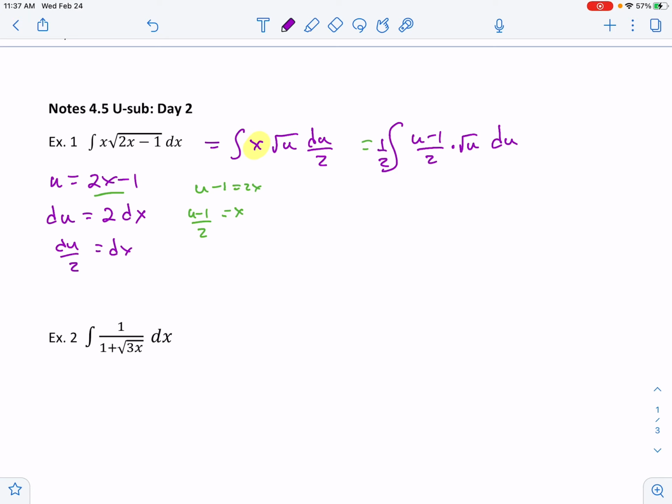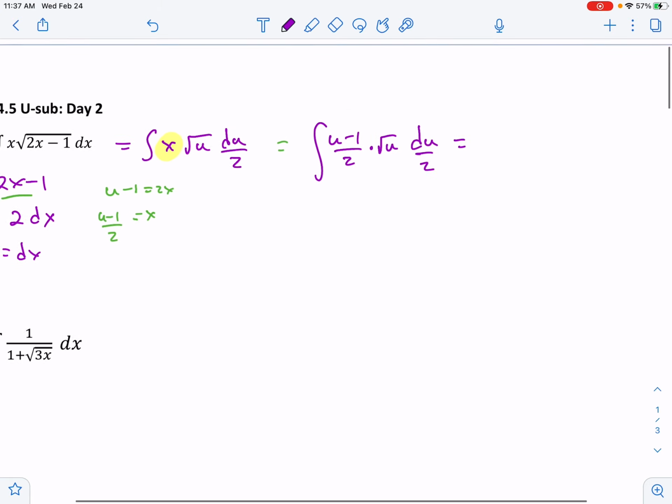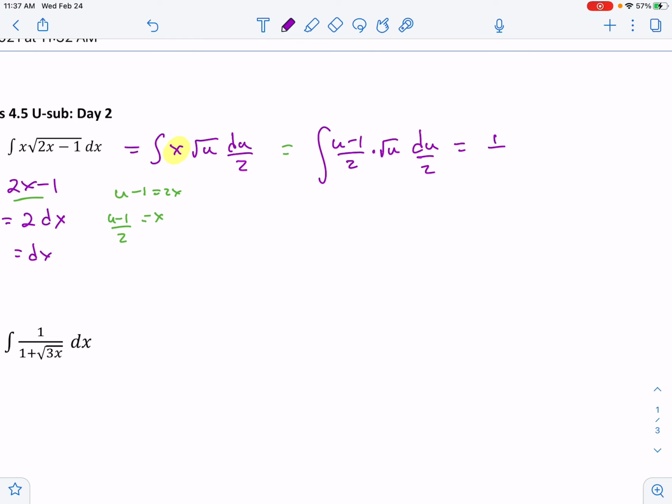All right? Actually, I can pull, hang on, time out. We're going to leave this here, and that was over 2. And I'm going to rewrite it one more time and pull both those out, so I have 1/4 out front. I have u minus 1, and I'm going to rewrite the square root of u as u to the 1/2. All right, and then you're like, wow, this is ugly, ugly, ugly. But it's doable, because I can distribute, and you get u to the 1 plus 1/2 is 3/2, minus u to the 1/2 du. I can find the antiderivative of that.